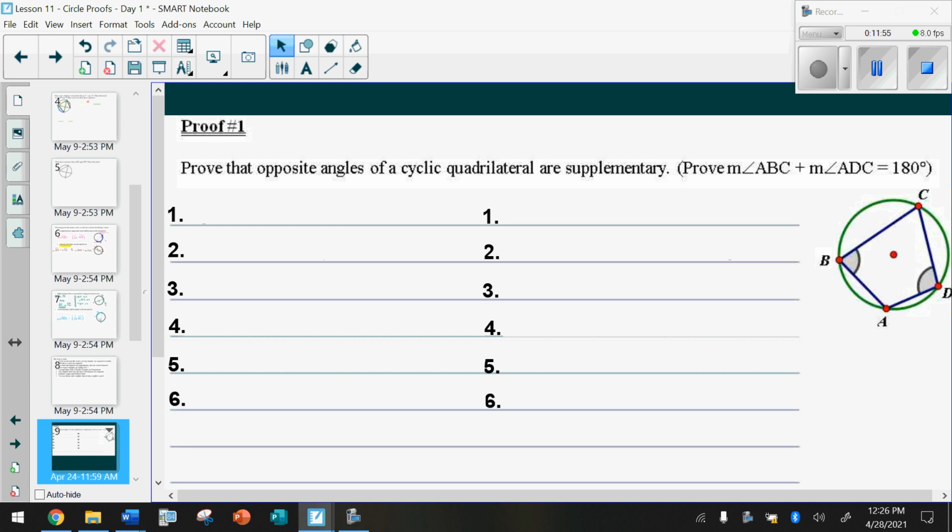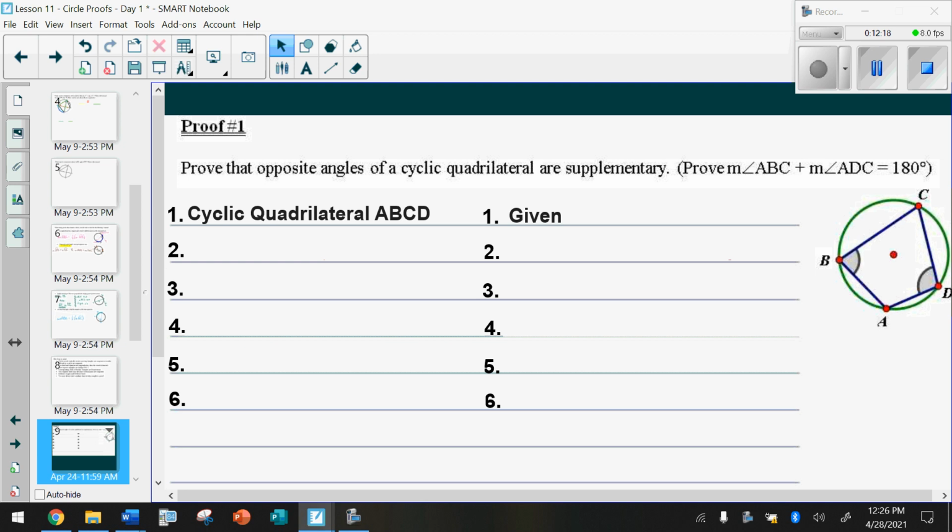So the first thing we have to do is write in whatever's given. And the only givens that we are starting with right now is that we have a cyclic quadrilateral called ABCD. The cyclic quadrilateral means it is a four-sided shape with each vertex on the circle and the sides are chords. So it's an inscribed quadrilateral.